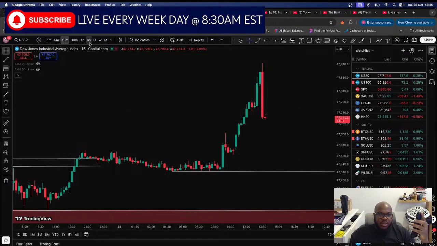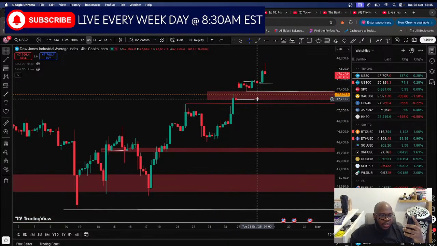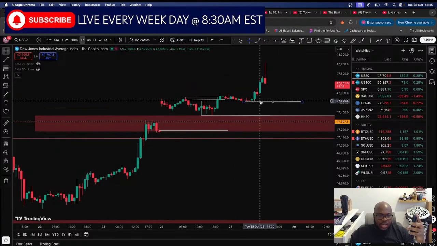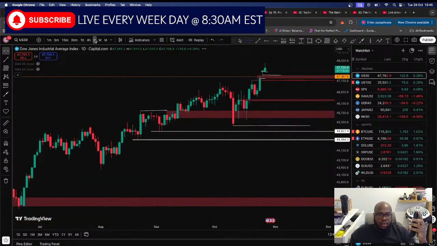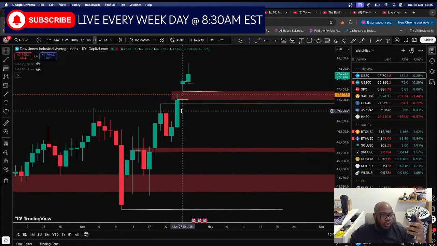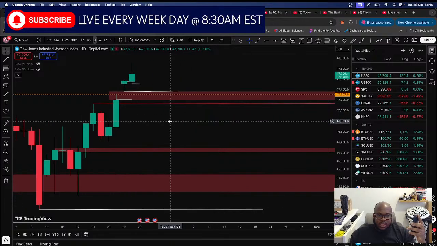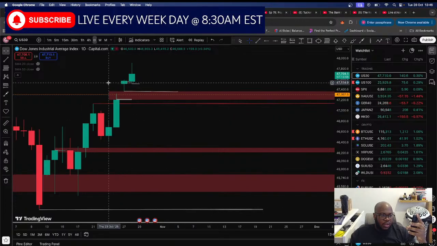As I mentioned already, we want to see this decline shift market structure on the 4-hour chart and shift market structure on the hourly chart as well to get us to turn bearish, and then hopefully close the gap as well. So that's what we're looking to see today. We're looking for quite a substantial decline.